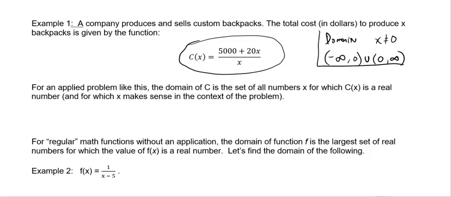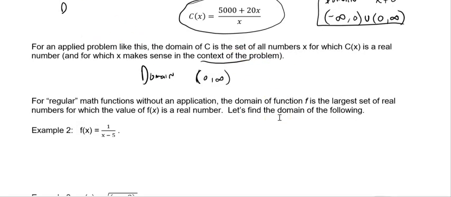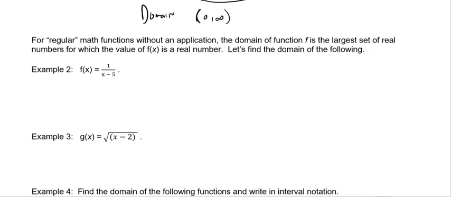Okay, but that's if there's no application. But with the application, what makes sense? Well, negative backpacks doesn't make any sense. So the domain of this problem, in the context of the actual application, would be 0 to infinity, not including 0. All right? So a couple things to think about here. Without an application, you say, okay, what are my rules?